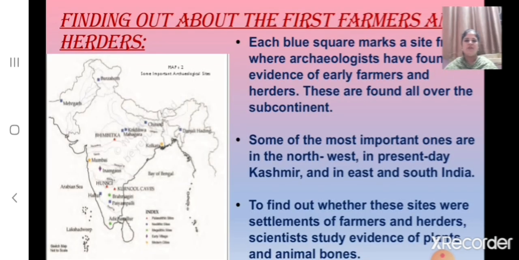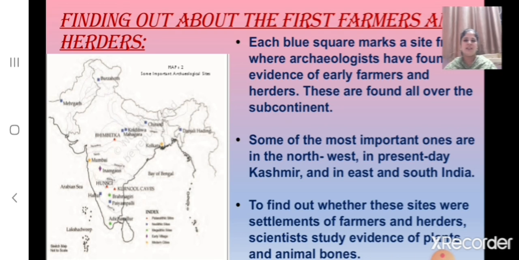Now let's revise about finding out about the first farmers and herders. Children, if you see this map, each blue square marks a site from where archaeologists have found evidence of early farmers and herders, and these are found all over the subcontinent. Children, can you name some of the sites where archaeologists have found evidence of the first farmers and herders? Some of the most important ones are in the northwest, in present-day Kashmir, and in East and South India.